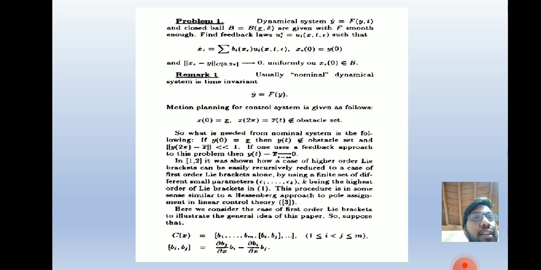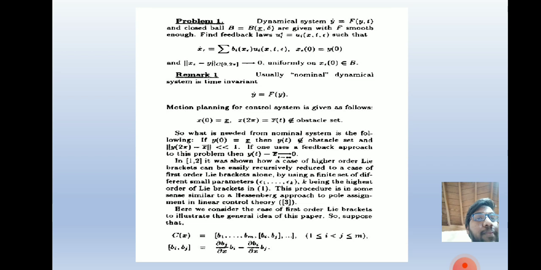In references 1 and 2, it was shown how the case of higher order Lie brackets can be easily and recursively reduced to the case of first order Lie brackets alone by using a finite set of different small parameters c1 to ck, k being the highest order of Lie brackets in equation 1. This procedure is in some sense similar to the Eisenberg approach to pole assignment in linear control theory discussed in equation 3. Here we consider the case of first order Lie brackets to illustrate the general idea of this paper.